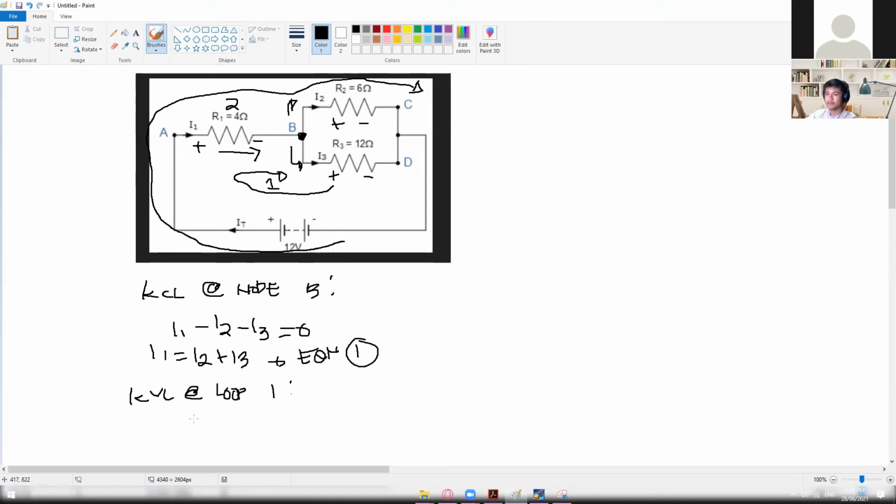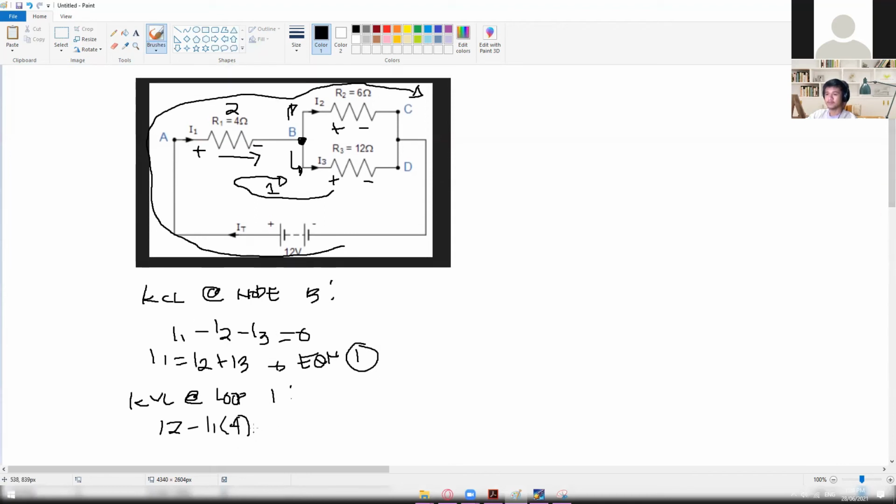So loop number one, we have positive 12 volts. Going here, we have negative I1 times R1, where R1 is 4. I'll put the value here already so that we have a shorter equation. And then going from here to here, we have negative I3 times R3, which is 12 ohms. And then going back to our voltage source, it is now equal to 0. So that is the KVL at loop 1. We cannot simplify this any further since there are no similar units.